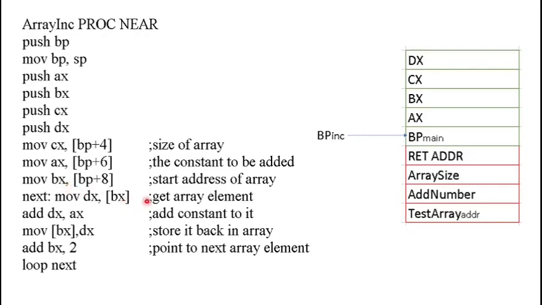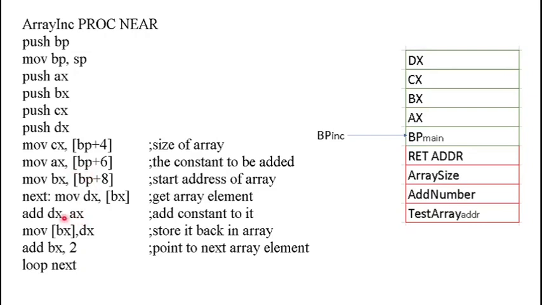So our operation is get the first element from the array, right? So using indirect addressing, you know that BX is having the start address of the array. So using indirect addressing, the first element of the array is moved to DX. Now using the add DX command, we will have the value in AX. The value in AX is the number to be added, this is 1. So 1 is added to the first element of the array.